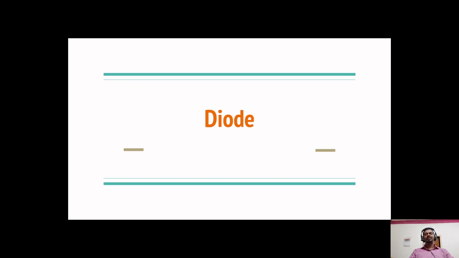Today we are going to discuss a very simple device that we find in electronics, that is a diode. You can find this component in almost all electronic circuits. We will be discussing briefly the construction of a diode, the biasing conditions of a diode, the voltage and current characteristics of a diode, and finally we will look at the various applications of diodes.